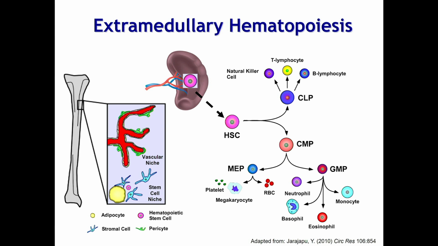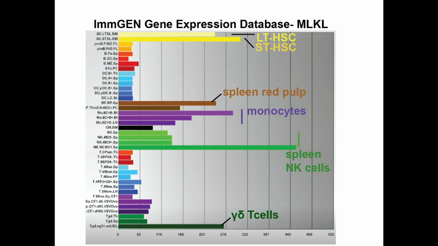So we wondered then if maybe MLKL might be playing a role in this process of extramedullary hematopoiesis, so basically hematopoiesis that occurs outside of the bone. And we find that if you actually look at endogenous MLKL expression, this is in humans, this is basically just a measure of the RNA, the number of copies of MLKL RNA in these various cell types. And you can see that these hematopoietic progenitor cells, so HSCs, the red pulp, monocytes, NK cells, all of these immune cells express a huge amount of MLKL compared to T cells, compared to B cells, that kind of thing.